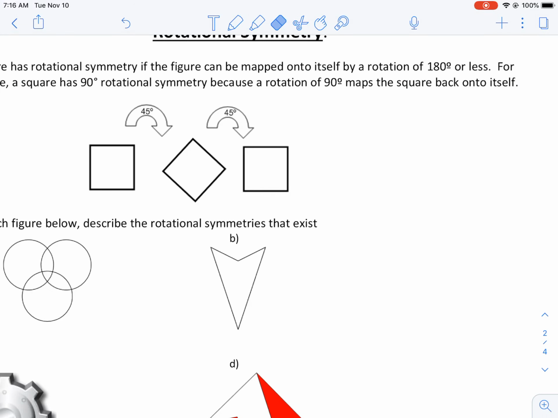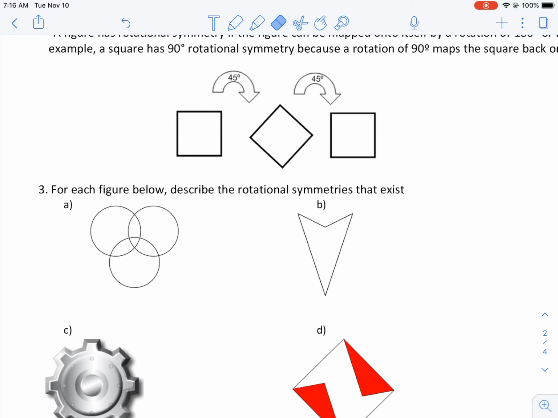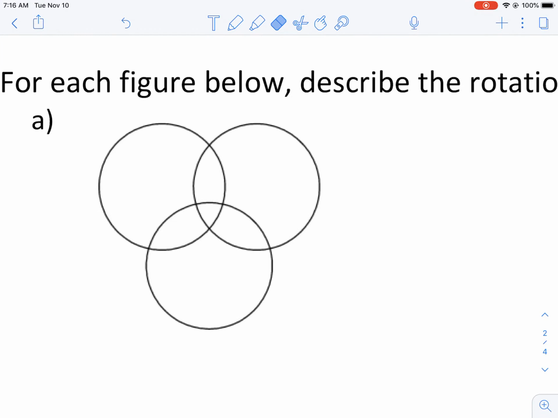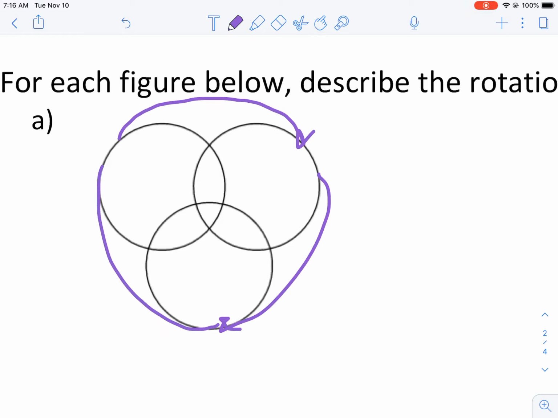So do any of these have rotational symmetries? They have to look the exact same. So this one does, okay? We've got 3 circles, so it can turn so that this circle moves to the place of that circle, this circle moves to the place of that circle, and this circle moves to the place of that circle, and the shape will look the exact same. So it's divided into thirds.